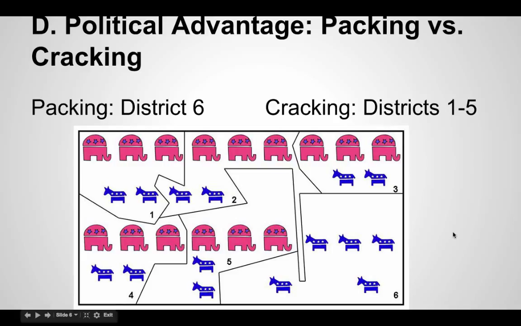Now, if you look at my example here, Congressional District number 6 would be an example of a packed district because all the Democrats are packed into one district, where districts 1 through 5 would be kind of considered cracked because the Democrats are spread out as evenly as possible.